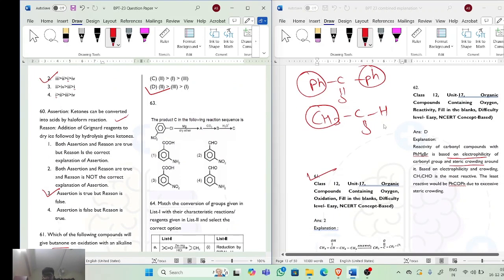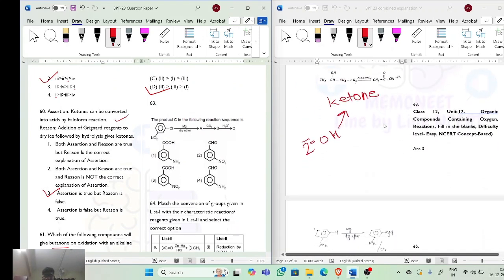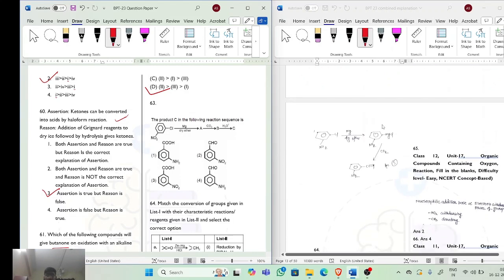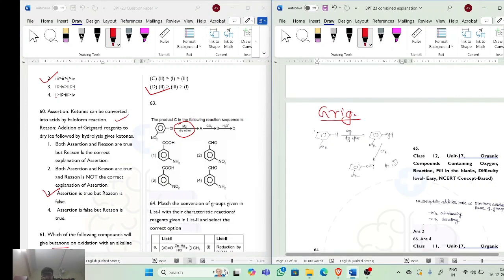Now question number 63. Here we have to find the product C in this given reaction. Here we are given benzene with a nitro group, nitrobenzene, and in the para position we have chlorine. First of all, the reaction is with Mg in dry ether. So here it is a Grignard reaction. We are using Grignard reagent as a reactant. So first of all, the Grignard reagent will form.